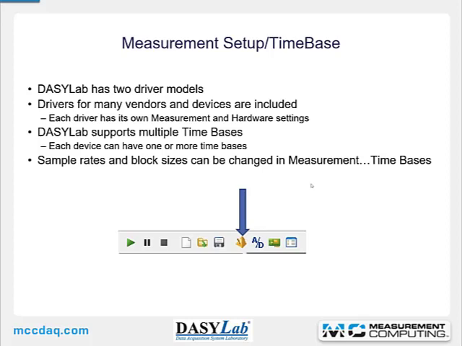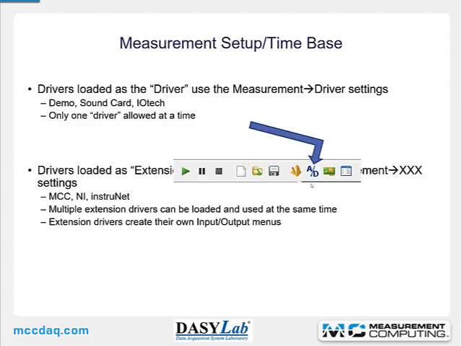The measurement time bases puts all the timing information into one dialog box so that you can see all the timing sources that are available on your system, as well as to be able to change them all in one place. Drivers that are loaded as the driver use the measurement driver settings, and we have two shortcut buttons for the old legacy driver, and that's the button that's labeled A/D and the button that is the green PC card looking board. I'm sorry about this slide.